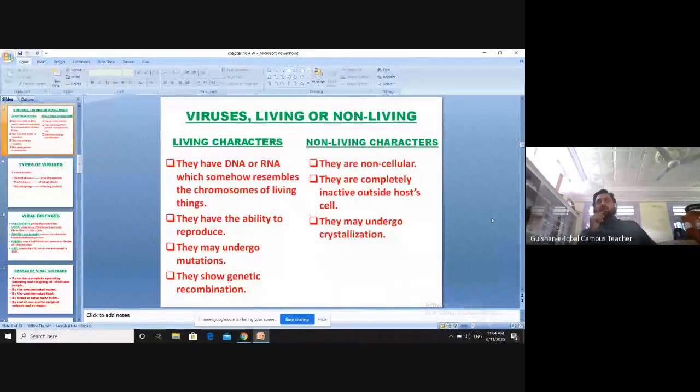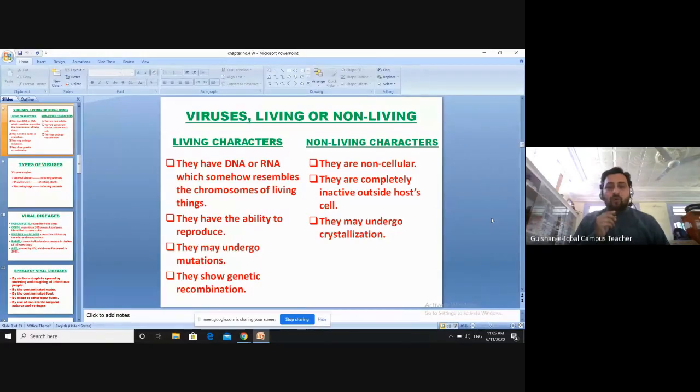Genetic recombination means that they can combine with other organisms and show genetic properties. For example, they go into the body of the bacteria, and from there they reproduce themselves inside the bacteria and can carry the genes from the bacteria as well. It means that they can show genetic recombination. This genetic recombination is only the property of living things. Non-living things cannot show this property.